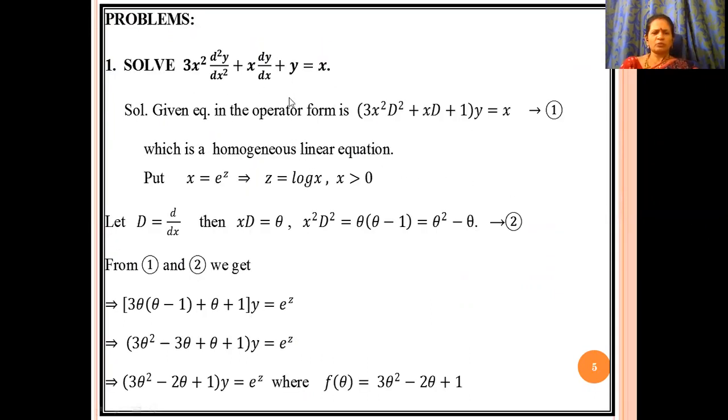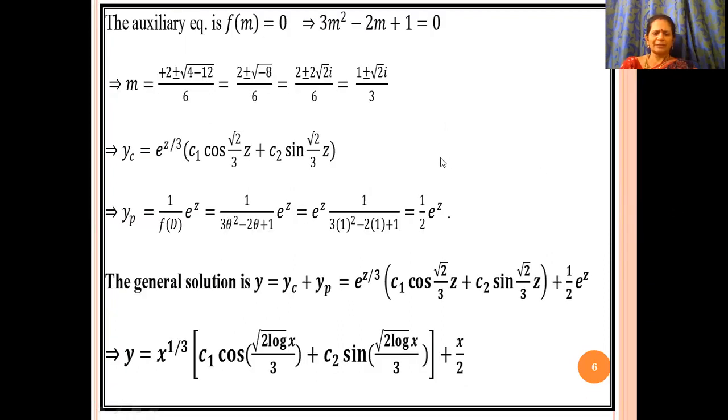This is the first problem. First of all, using the given differential equation, write it in the operator form. After writing the operator form, apply the Cauchy Euler equation. We will get these equations. Now, from 1 and 2, we can write down this equation. From that, you can write down the particular integral.